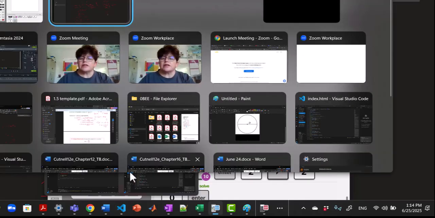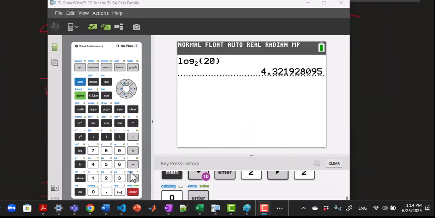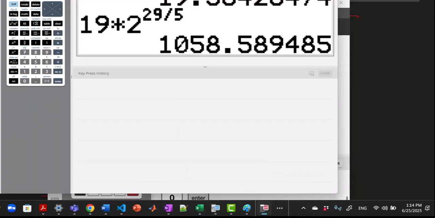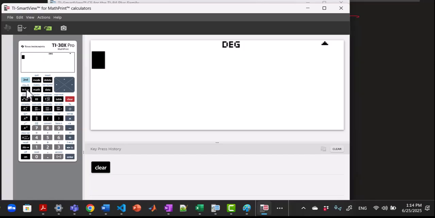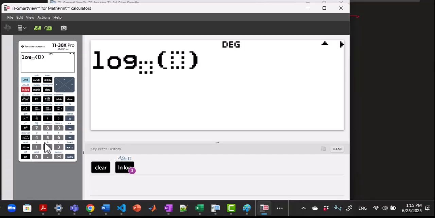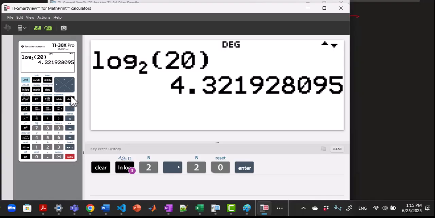Okay, if you have the TI-36, where is that one? So you have the TI-36X Pro, fantastic calculator. You can get to it by pressing the log 3 times, 1, 2, 3, and then you could put in 2 and 20 and press enter.